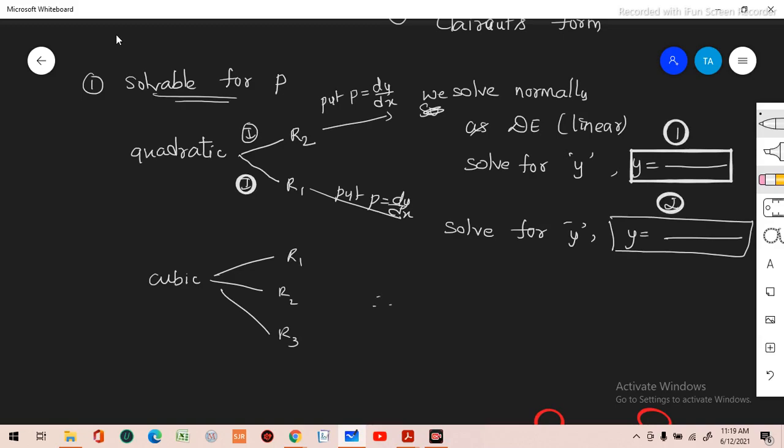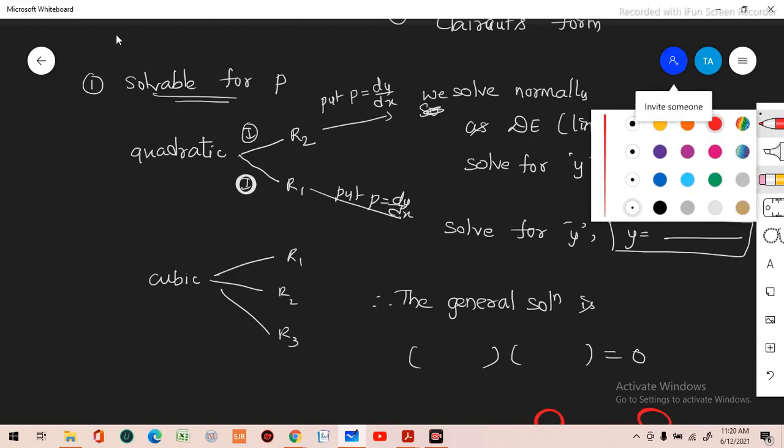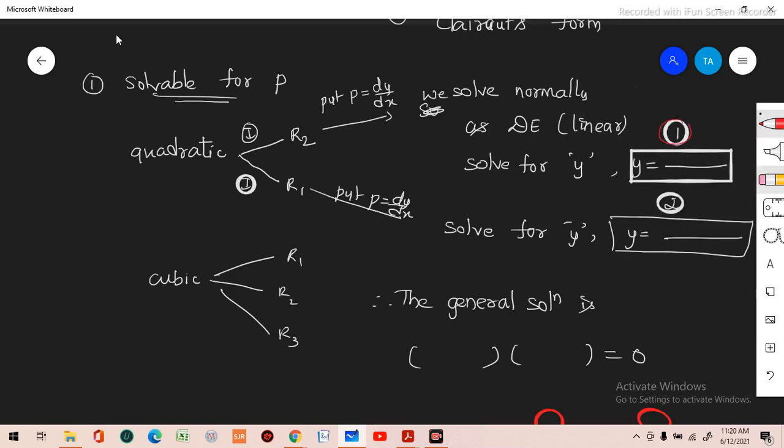Therefore in solvable for p, the general solution we can write in terms of a product. Here I have highlighted this one: the first and second. Whatever solution you have got, that term you write here, and the second term you write here. In terms of product you represent, that is your general solution.